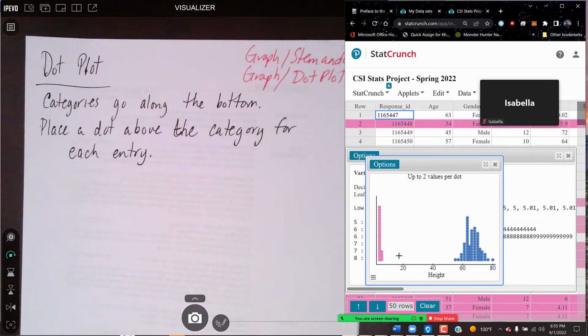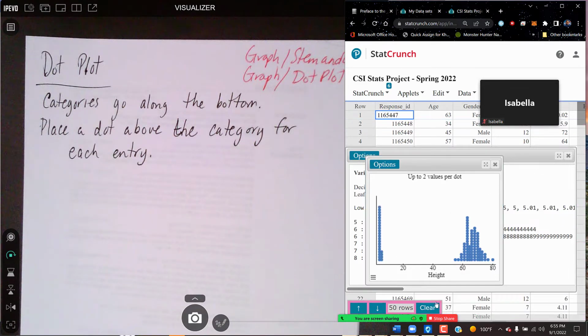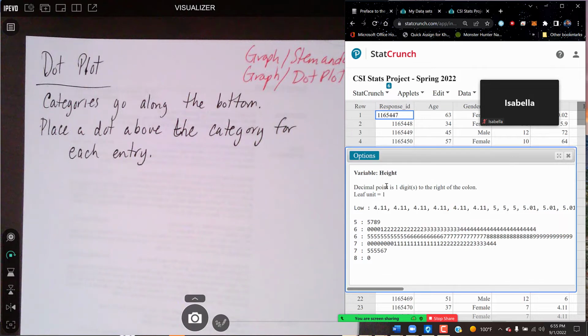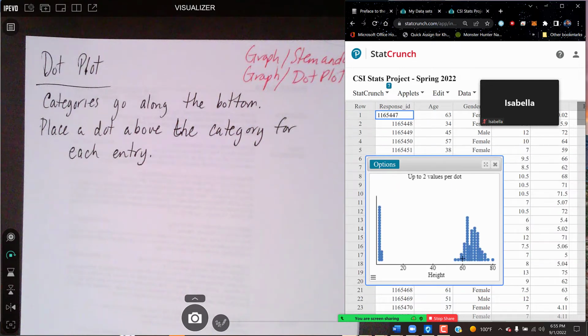Oh, let me unhighlight those. Clear. The stem and leaf plot, the 64. Apparently there's 20. That doesn't look like 26 numbers. Well, maybe it is. It gets a little hard to read. And the dot plot's even harder to read because it just puts a dot there. It doesn't show the value.